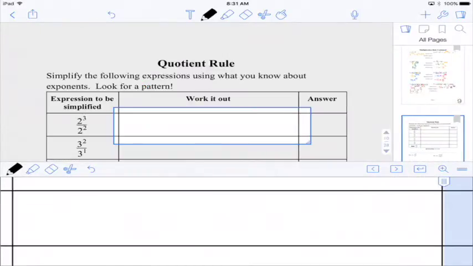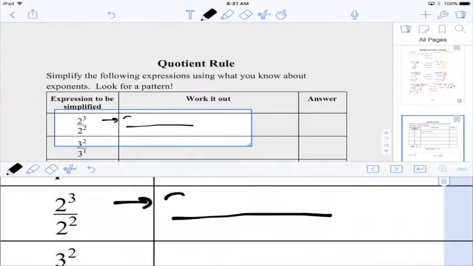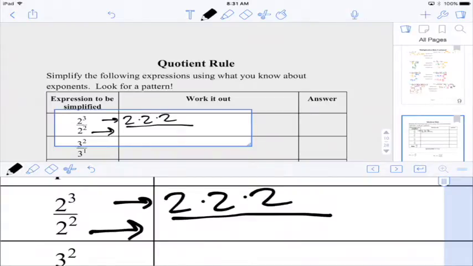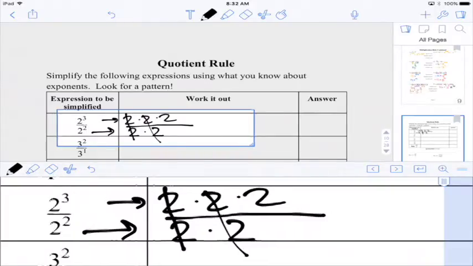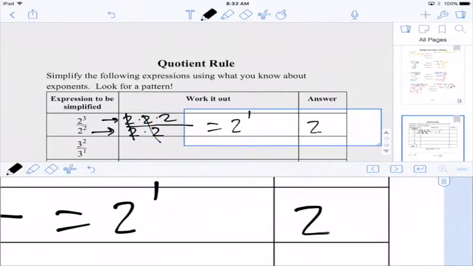What we're going to do is expand using what we know about exponents again and see what cancels. So if we have our fraction bar and we have 2 cubed, well, that means 2 times 2 times 2 based on expanding. And that 2 squared means 2 times 2. Well, if we remember what we know about division, we can cancel around multiplication. So 2 divided by 2 is 1, 2 divided by 2 is 1, and we get 2 to the first power left over, aka 2.